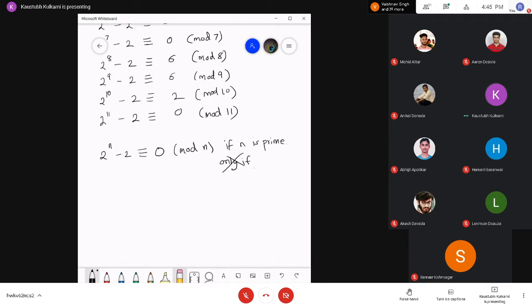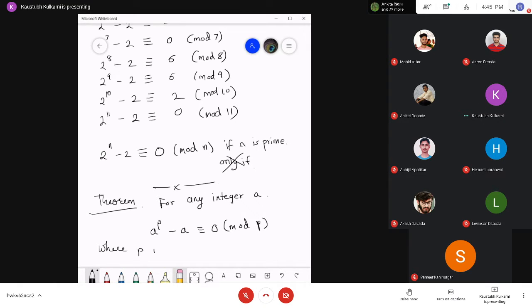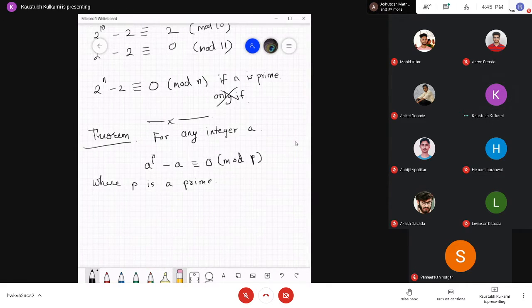Okay. So formally, the theorem says that for any integer a, here it is 2, any integer a, a raised to p minus a is congruent to 0 mod p, where p is a prime. Okay.